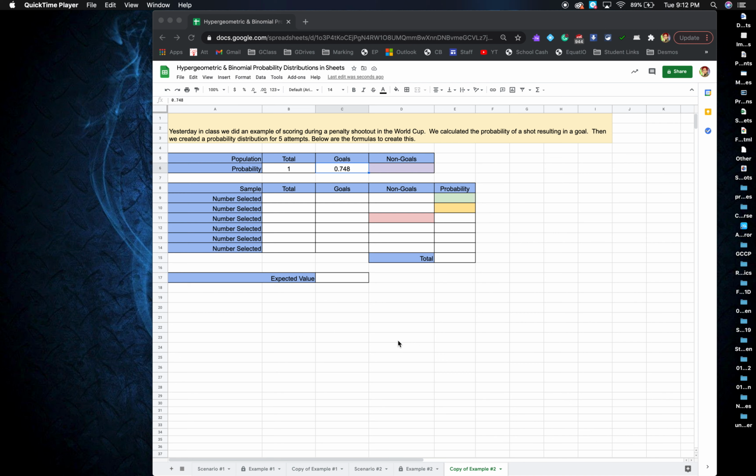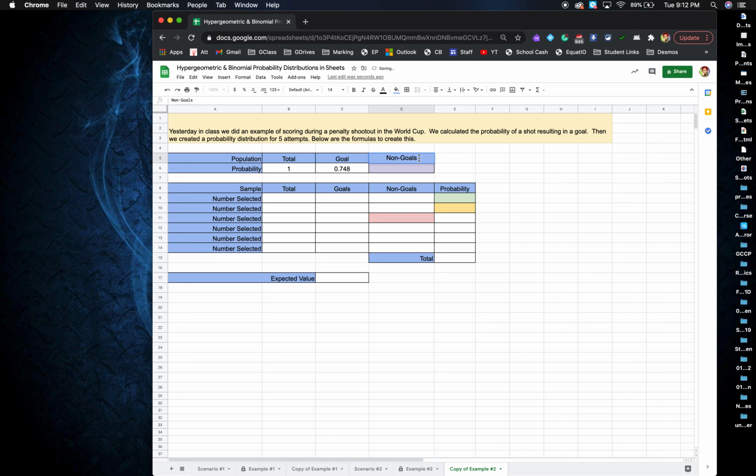Okay, so this is example 2. This time we're going to be looking at a binomial probability distribution that we did in class yesterday. So we looked at a World Cup shootout and we calculated that there was a 0.748 probability that if you took a shot, you would get a goal. Okay, so this shouldn't really be plural.